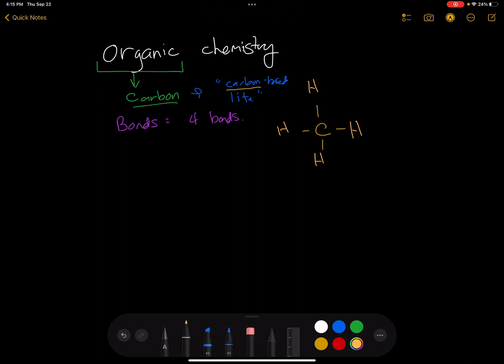And so when I look at carbon and hydrogens together, this is called an alkane. So an alkane is just a carbon-hydrogen molecule.